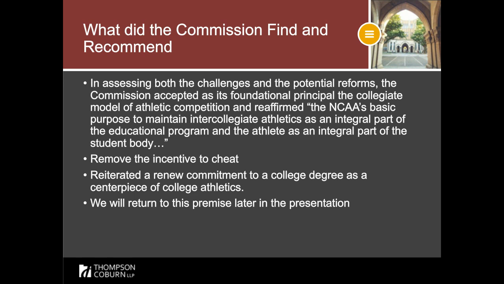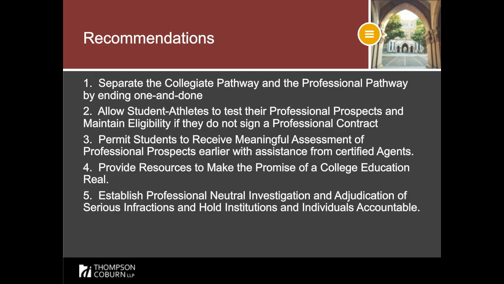They wanted to separate the collegiate path and the professional pathway by ending the one-and-done phenomenon of college basketball. One and done is when you graduate from high school, you go and enroll in college, so you play one year and then you're free to go to the NBA. That's an NBA rule: you can't play in the NBA until you're one year removed from graduating from high school.